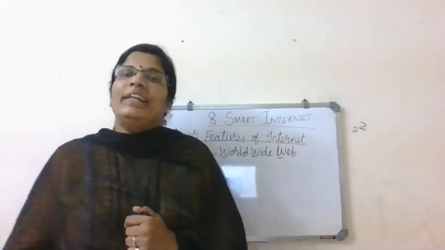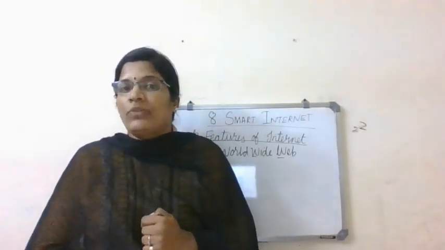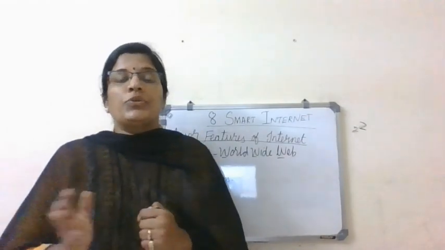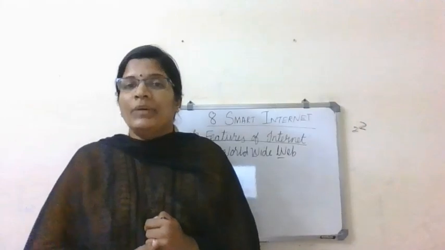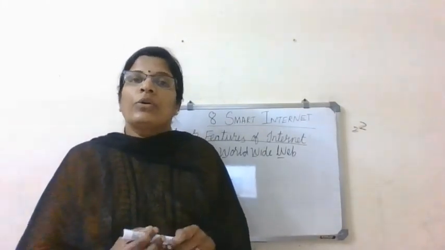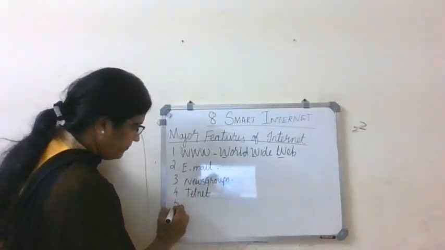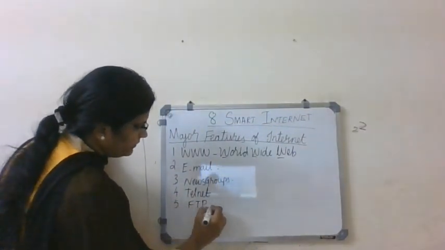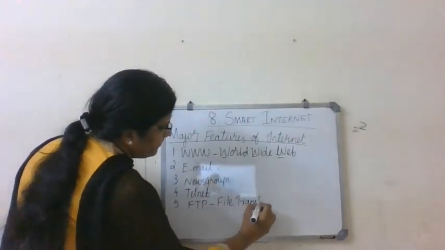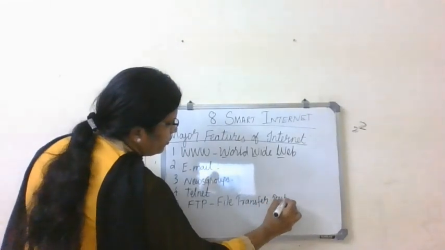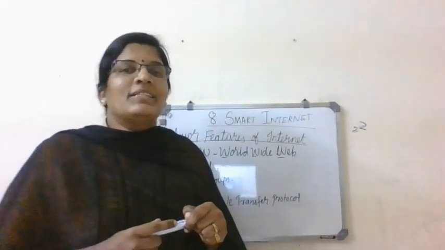Okay. Well, the next feature of the internet is file transfer. We can transfer files from one computer to another computer, but you should have that particular file transfer software. Shortly, we call it FTP, File Transfer Protocol. We need to have that particular software. So this is the next feature.